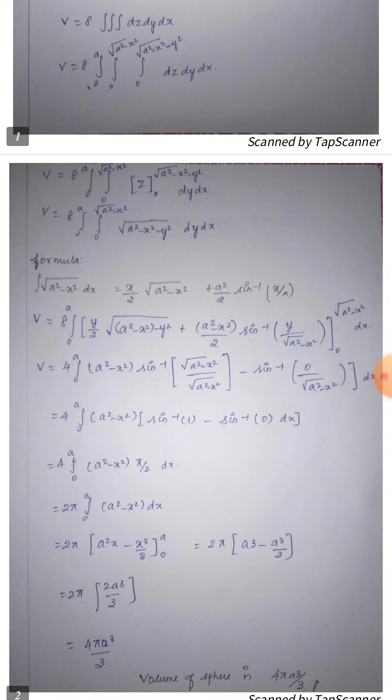Taking pi by 2 outside, the 2 cancels and it becomes 2 pi times the integral from 0 to a of a squared minus x squared dx. Substituting that integral, it becomes 2 pi times a squared x minus x cubed by 3 from 0 to a, which is equal to 2 pi times a cubed minus a cubed by 3. That is 2 pi into 2a cubed by 3, which is 4 pi a cubed by 3.